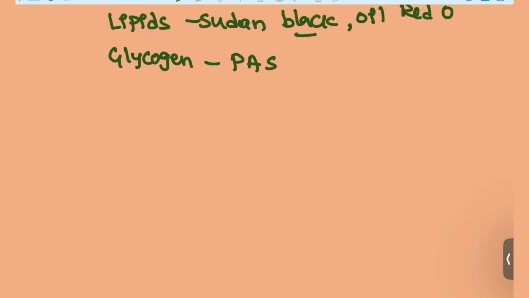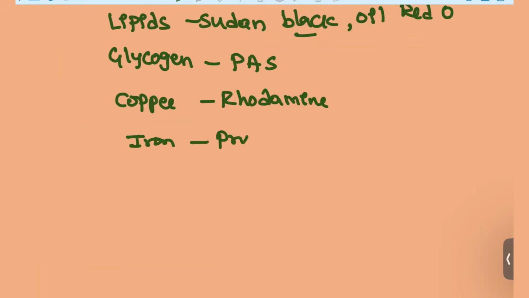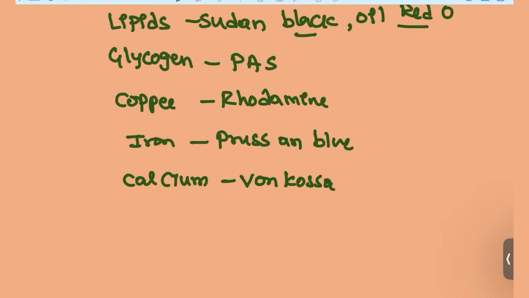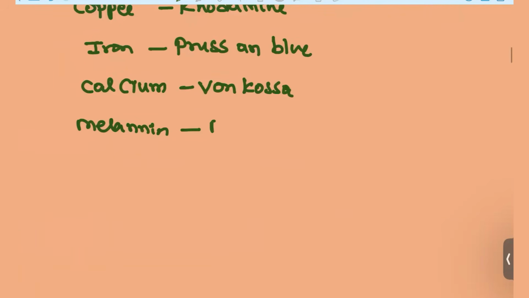And next, copper. For the copper, rhodanine. And for iron, Perls Prussian blue. And for the calcium, Von Kossa. And for melanin, Masson Fontana.